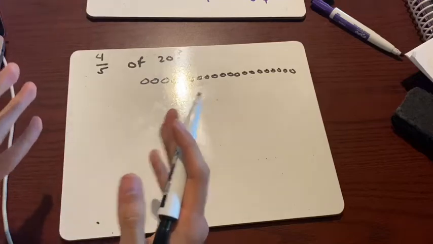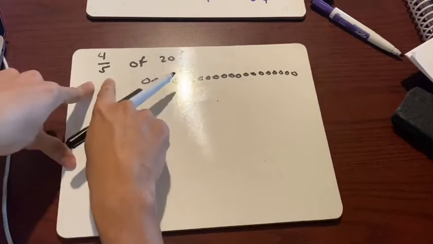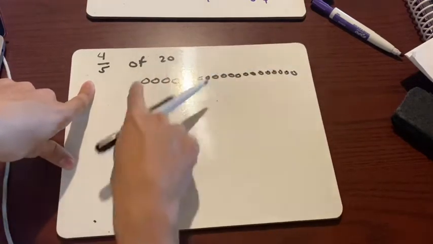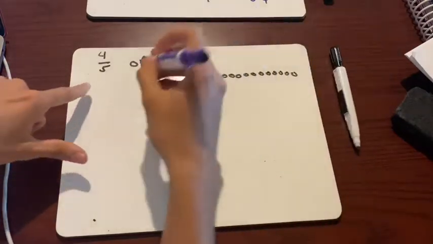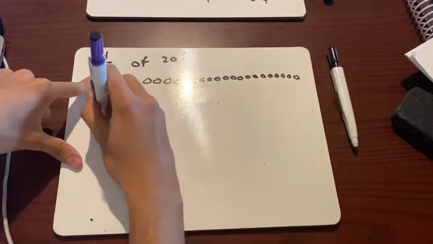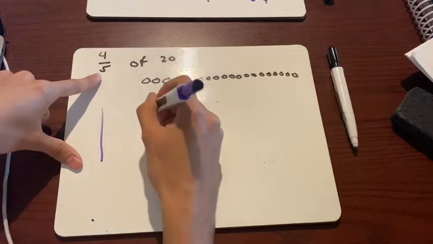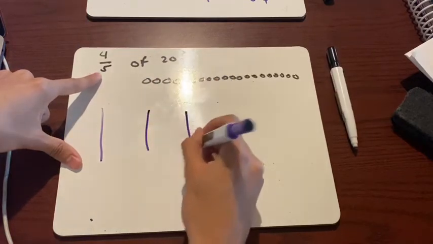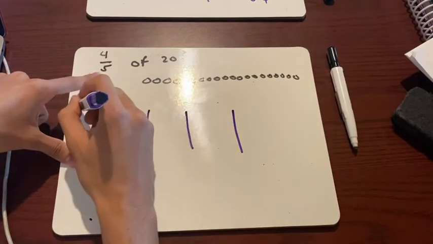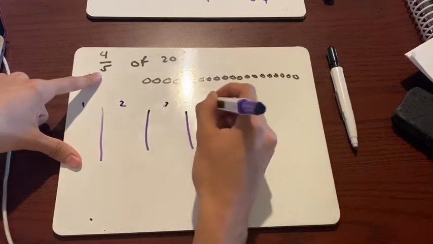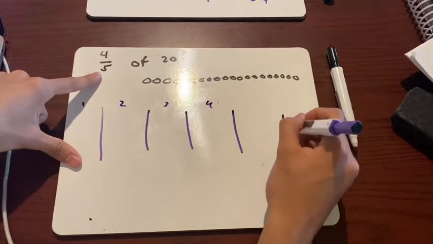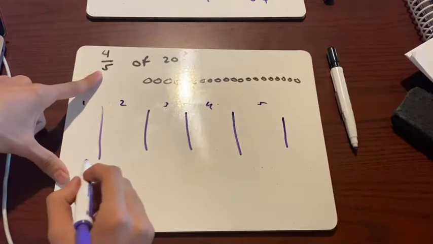Well, how much is 4 over 5? Well, what we're doing here is that we have 20 pieces of candy. We have to split that up into 5 rows because our denominator is 5. 1, 2, 3, 4. Here I have 1, 2, 3, 4, 5, and the last one.